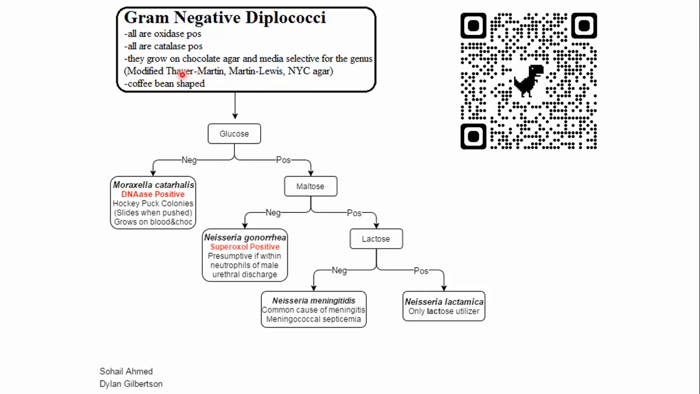And here are some of its selective culture media. If you want to recover Neisseria or any gram-negative diplococci, you can use the modified Thayer-Martin agar, Martin Lewis agar. You can also use the New York City agar. Okay? They are coffee bean shaped under the microscope. By pairs, they are diplococci. So again, our carbohydrate fermentation test is the confirmatory test for gram-negative cocci.